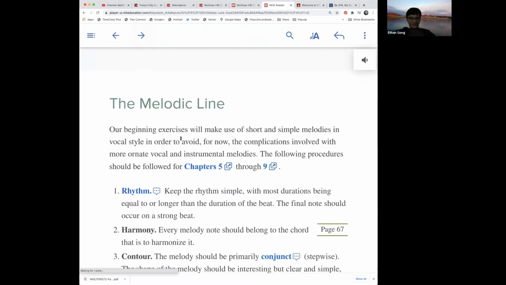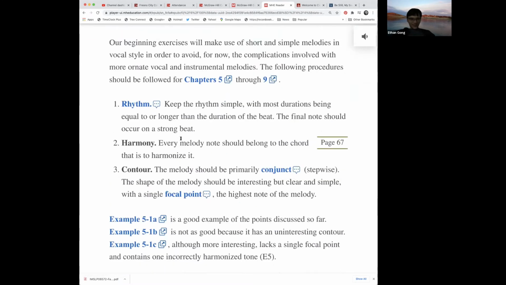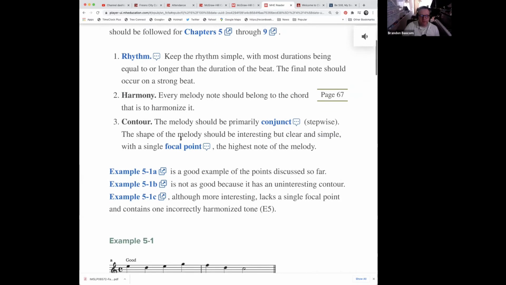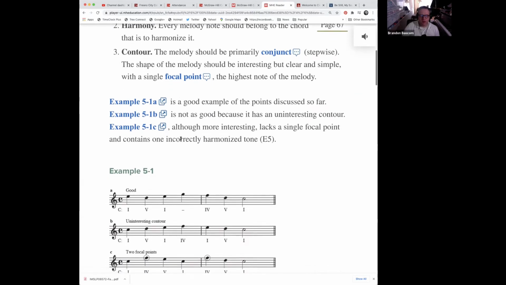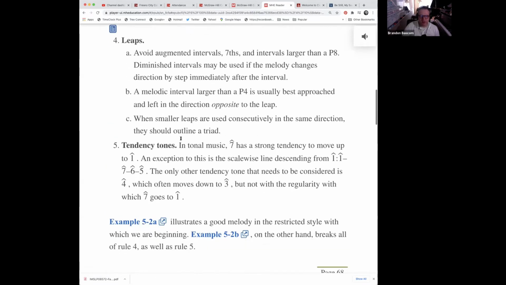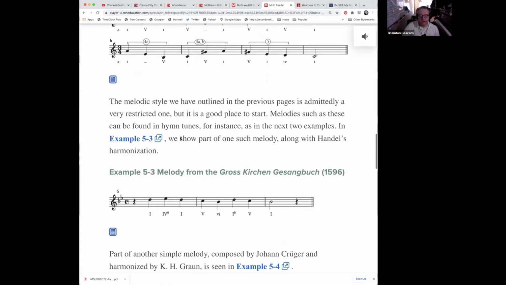Rhythm, harmony, contour. Do you remember this? This was good times last semester. Have a focal point, avoid limits. Do you remember all this Chapter 5 stuff?